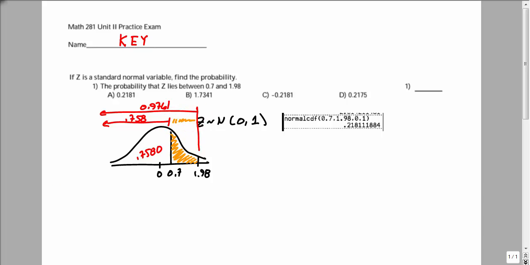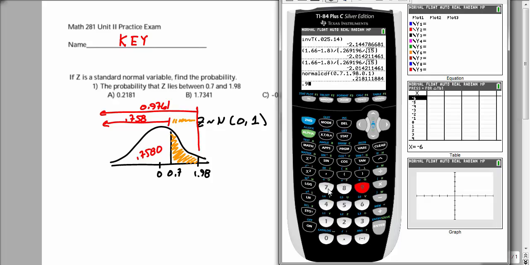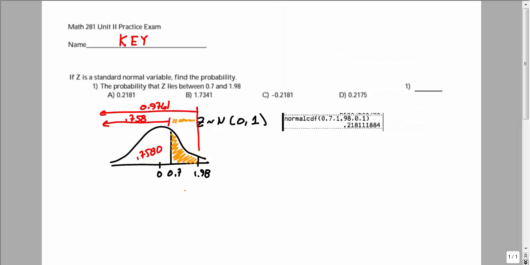So let's take 0.9761 minus 0.7580. We get 0.2181 for the difference there. So this area is 0.2181. That's the shaded area, and that matches really well here. This is rounded to 4 places, and this goes out further. So 0.2181 matches letter A, and so that's our first answer here.